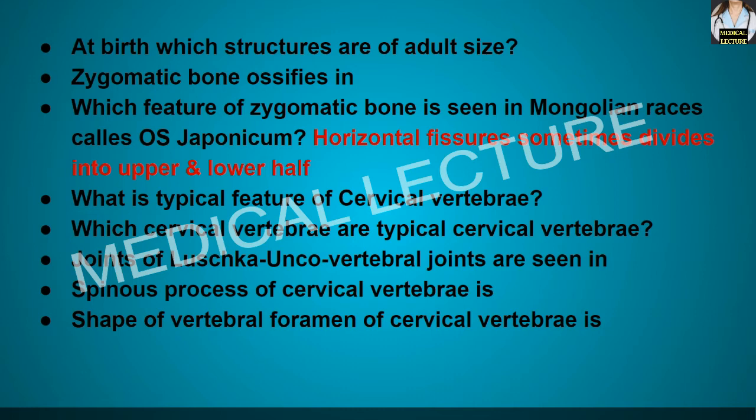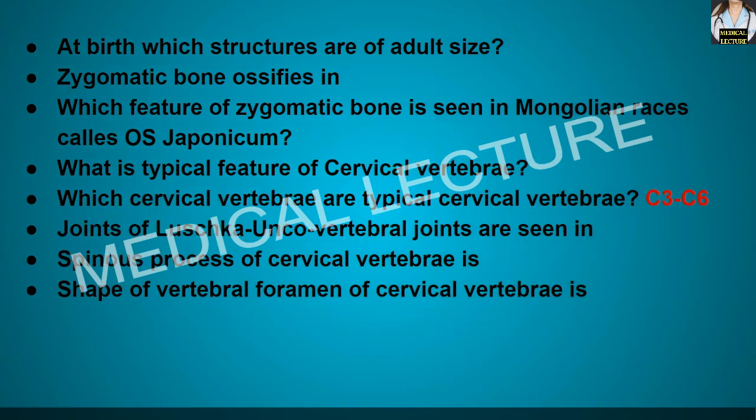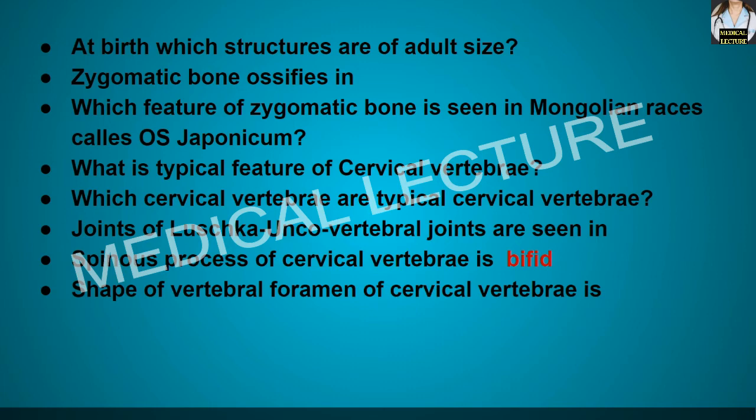What is the typical feature of a cervical vertebra? It is the foramen transversarium. Which cervical vertebrae are typical? C3 to C6 are the typical cervical vertebrae. Luschka joints, the uncovertebral joints, are seen in the cervical vertebrae. The spinous process of a cervical vertebra is bifid. The shape of the vertebral foramen of a cervical vertebra is triangular.